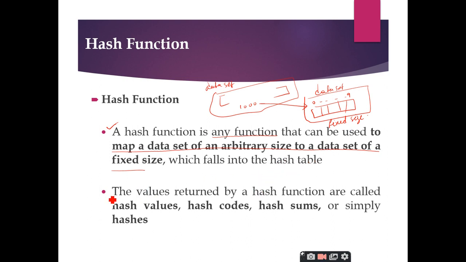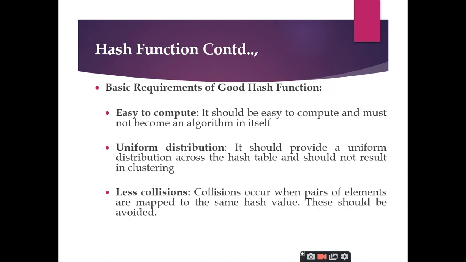Clear, sir. Yes, sir. So the values that are returned by the hash function, we can call it with different names. As I told, they can be called as keys, they can be called as hash values, they can be called as hash codes, hash sums, or simply hashes. There are a lot of names for it, right? Hashes, hash values, hash codes, hash sums, and then finally we have keys. Is it clear? Yes, sir.